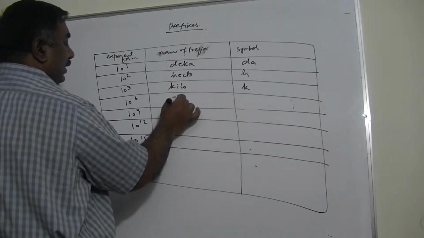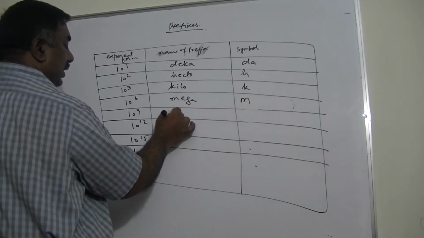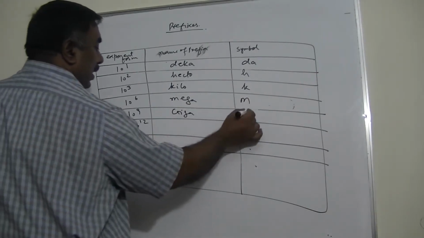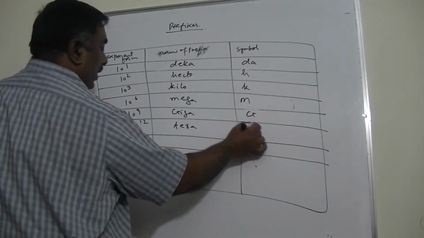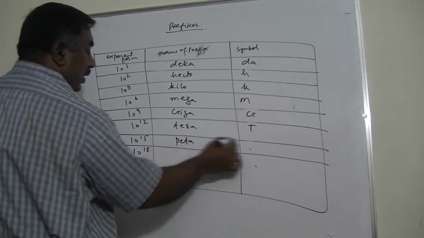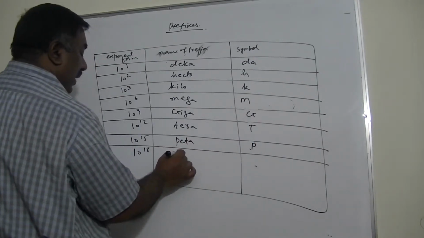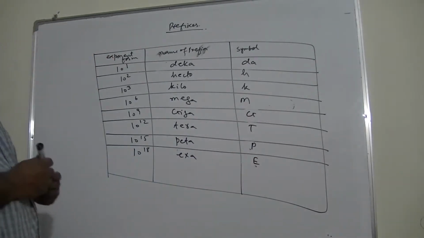10 power 6 is mega, capital M. 10 power 9 is giga, capital G. 10 power 12 is tera, capital T. 10 power 15 is peta, capital P. 10 power 18 is exa, capital E. So these are the symbols you must remember.